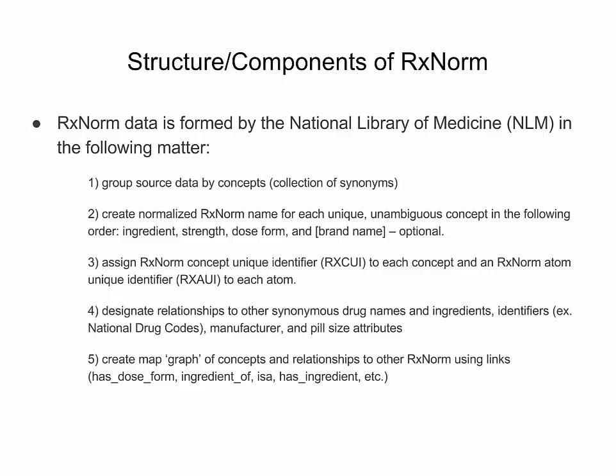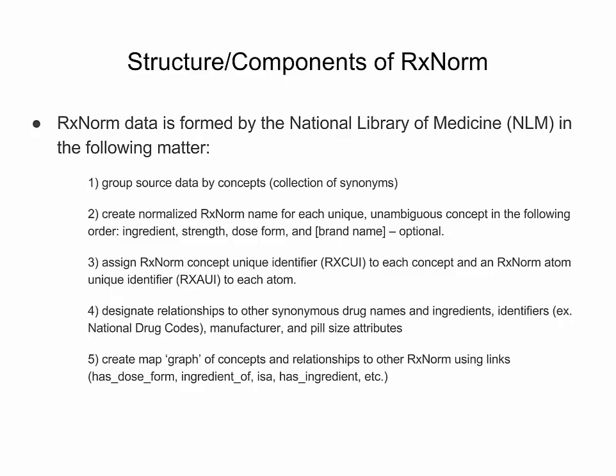RxNorm is formed by the National Library of Medicine in the following manner. First, group source data by concepts, a collection of synonyms. Second, create a normalized RxNorm name for each unique, unambiguous concept in the following order: ingredient, strength, dose form, and brand name, which is optional.